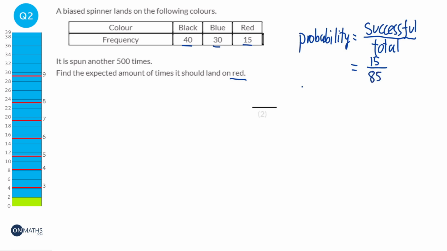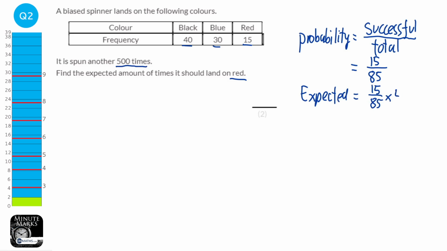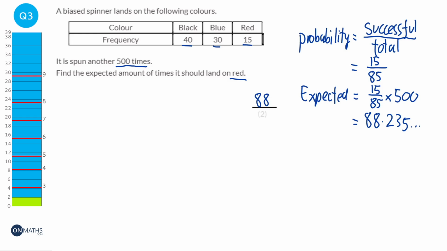Okay, now to find the expected amount, it's just the theoretical probability, which is 15 over 85, times the amount of trials, where it says it's spun 500 times. We just times it by 500. And we get the answer of 88.235, and so on. And we're always going to round that down. So if it's 88.9, we're always going to round it down to 88. Only when it gets to 89 do we write 89. So our answer is that we're expecting roughly 88.